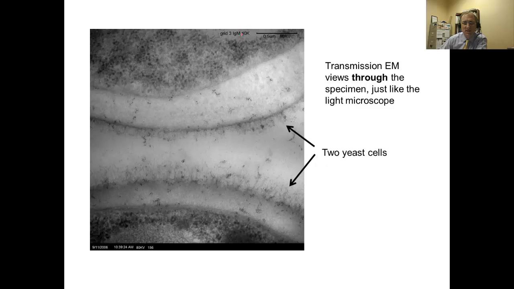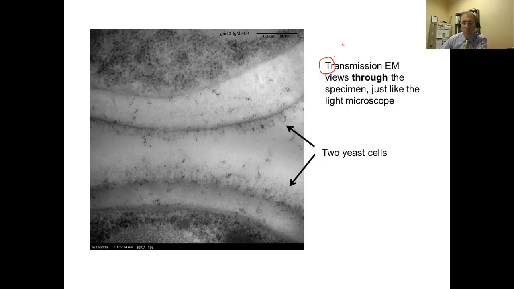Transmission electron microscopy is viewing things through the specimen, just the way the light microscope does. I like to keep in mind this letter T that starts out the word transmission. If you see transmission electron microscopy, the light's passing through the specimen.